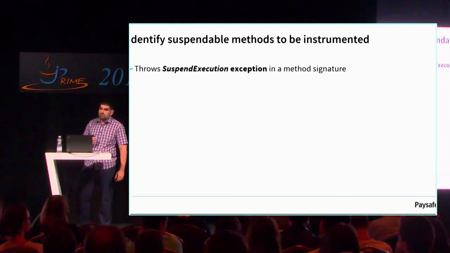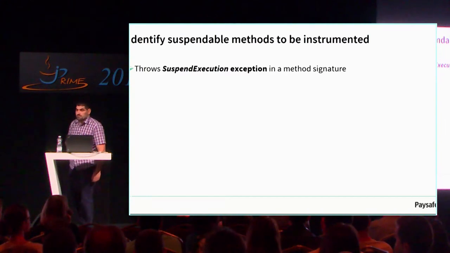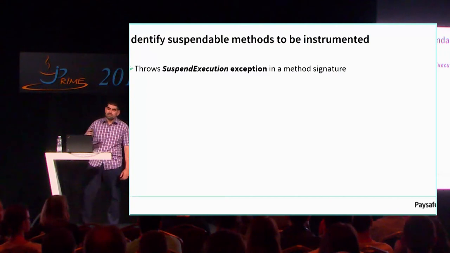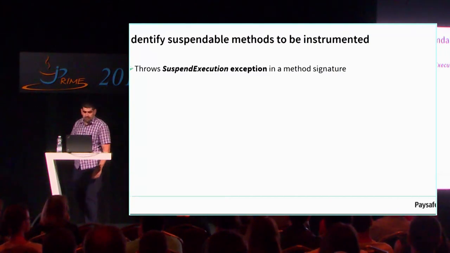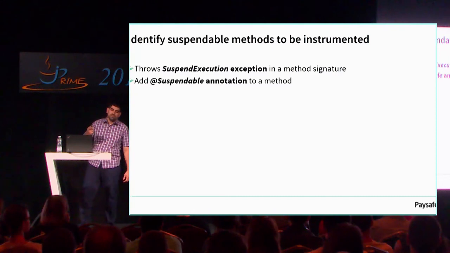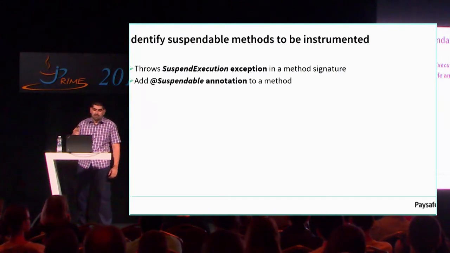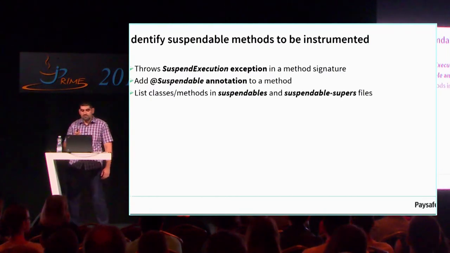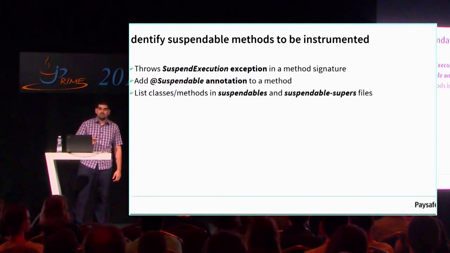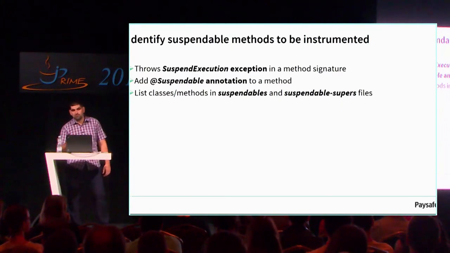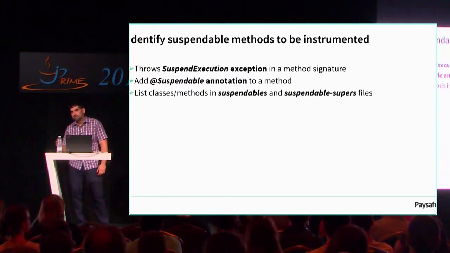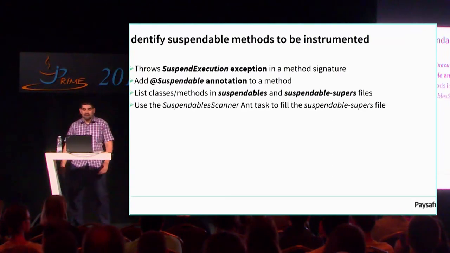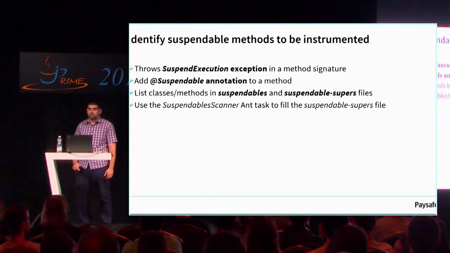I told you that we need to identify those suspendable methods because the Quasar library will need to instrument them. And there are some ways to do this. The first is to add to the method signatures throws SuspendExecution exception. The second one is to annotate the method as Suspendable. Those things I'll show in the demo. The third one is to list all methods that we want in those two files, suspendables and suspendable supers. This applies when you want to instrument methods that are not part of your application, but from a library that you're using. And there is also Antask that fills one of those files for you.